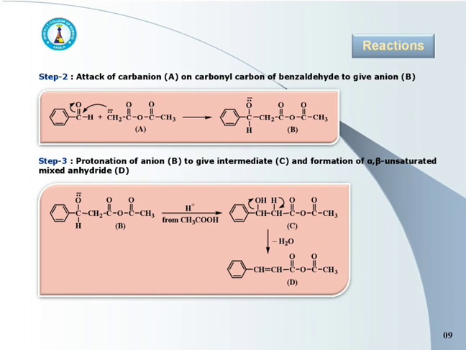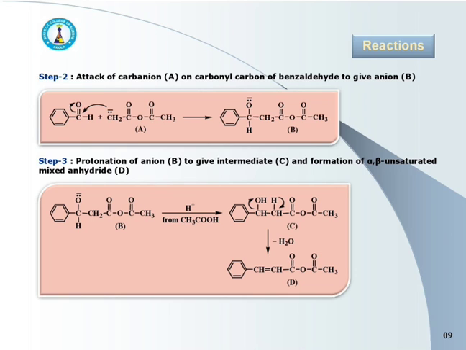In the third step, anion B gets protonated by the acetic acid, which is formed in the first step, to give intermediate C. This intermediate C loses a water molecule and forms the alpha beta unsaturated mixed anhydride, that is anhydride D.